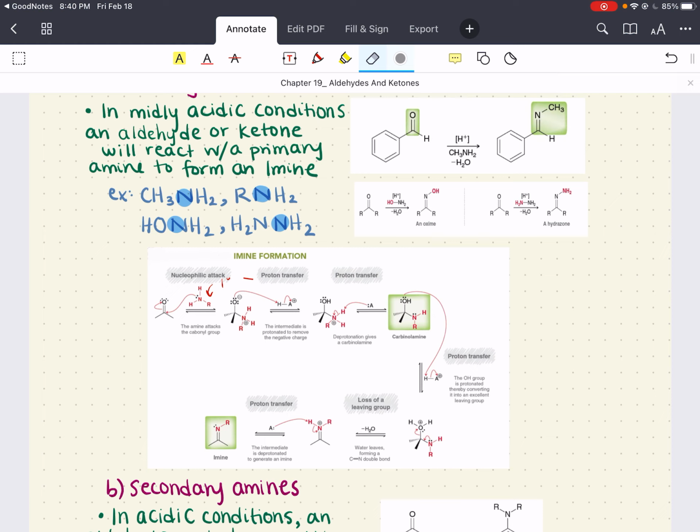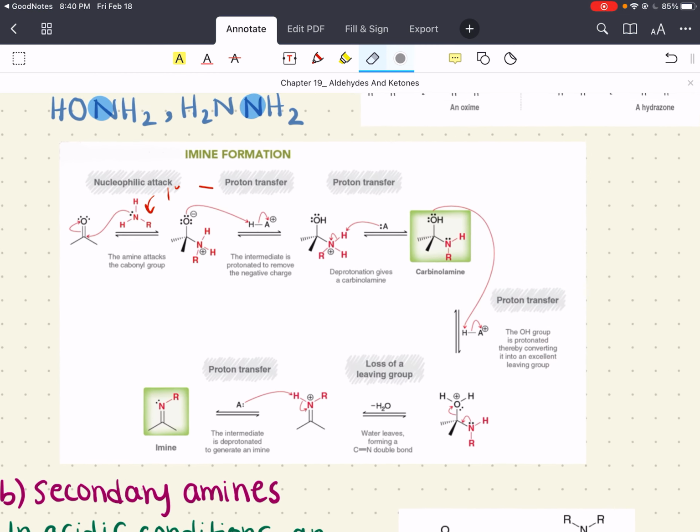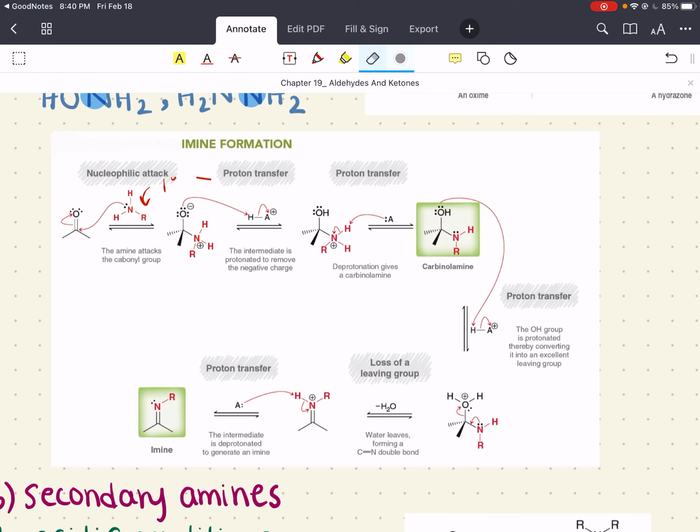Now, just like the oxygen and sulfur nucleophile mechanisms we discussed last time, we're going to break down this mechanism for imines into two major steps to help us remember it better. All right, so we're going to zoom in here. The first three steps, this nucleophilic attack followed by two proton transfers, is going to lead us to produce an intermediate called a carbonyl amine. And the last three steps of this mechanism is going to take that carbonyl amine and have a proton transfer, a loss of a leaving group, and then a final proton transfer to lead us to our final product, which is an imine.